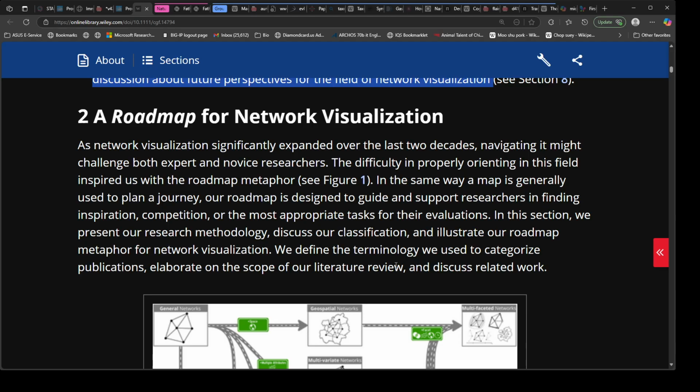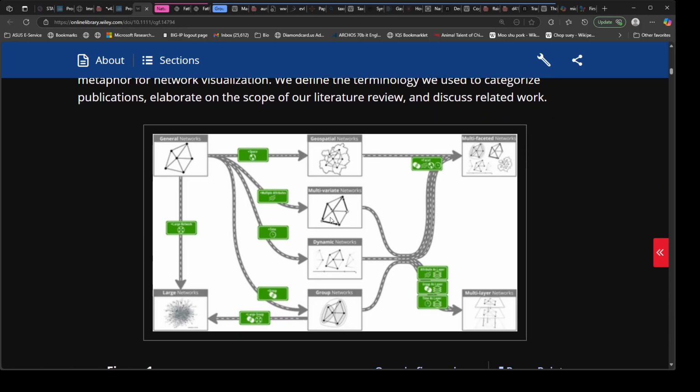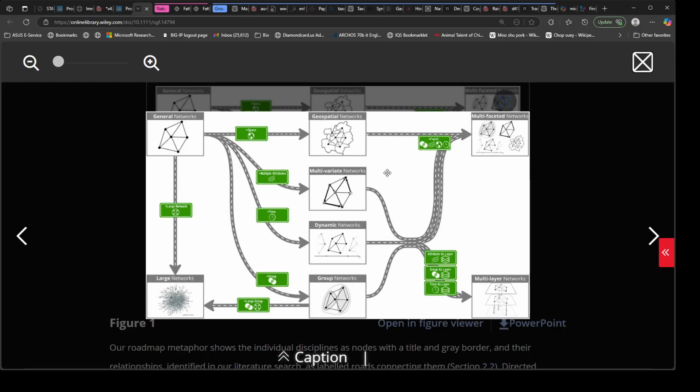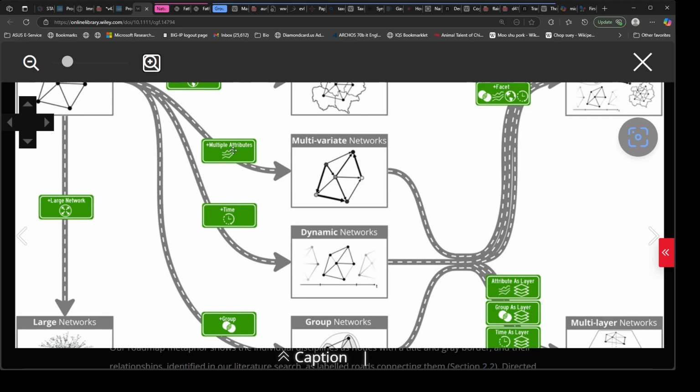2. A roadmap for network visualization. As network visualization significantly expanded over the last 2 decades, navigating it might challenge both expert and novice researchers. The difficulty in properly orienting in this field inspired us with the roadmap metaphor. See figure 1. In the same way a map is generally used to plan a journey, our roadmap is designed to guide and support researchers in finding inspiration, competition, or the most appropriate tasks for their evaluations.